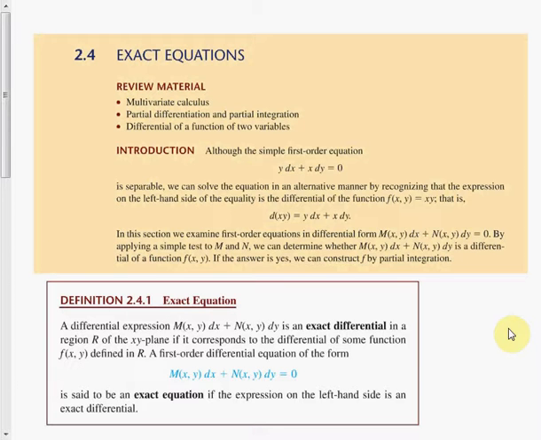Although the simple first order equation y dx plus x dy equal to 0 is separable, this comes from an alternative form that says that the derivative of xy is equal to y dx plus x dy. This is said to be a differential form. Let me show you.